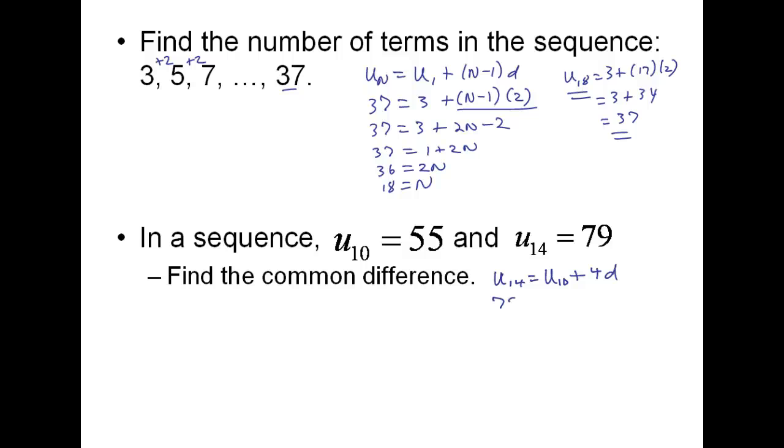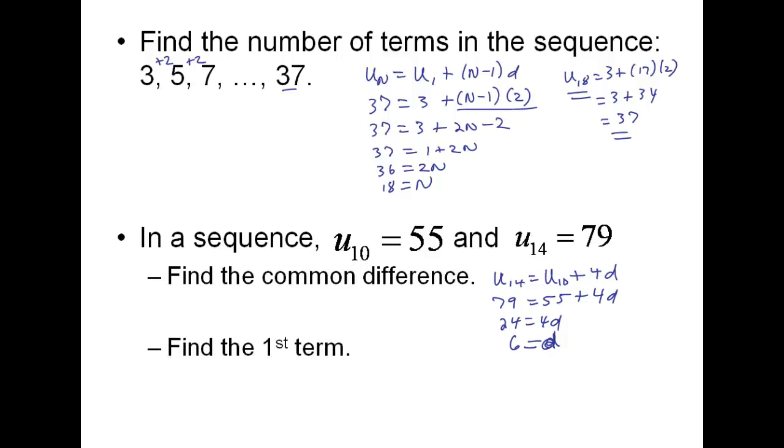So that means that 79 is going to be 55 plus 4d. So when I subtract 55, 24 is 4d, so d is 6. So I know that the common difference in here has to be 6. If I start at 55 and add 6 4 times, I should get up to 79.